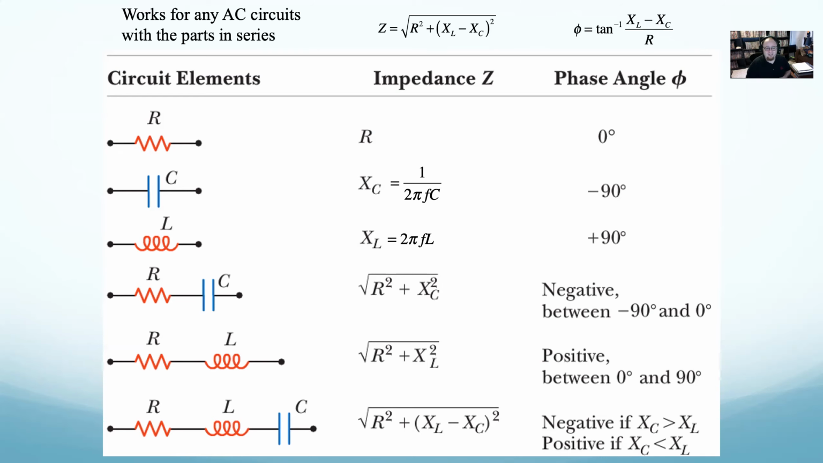But here we have it for any other combination. If you don't have an inductor, just get rid of XL. If you don't have a capacitor, just get rid of XC. And depending on what you have, you will have a different amount of impedance and a phase angle, where the phase angle can be solved as shown on the top of the screen.